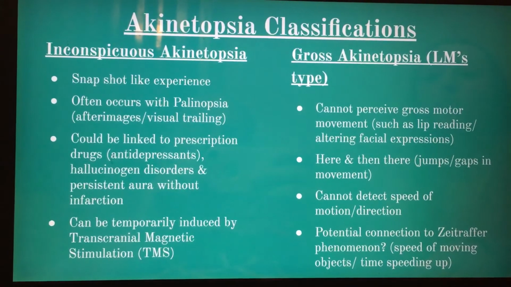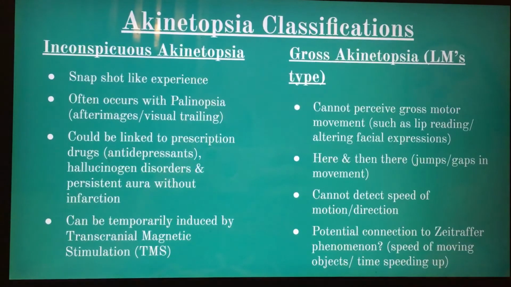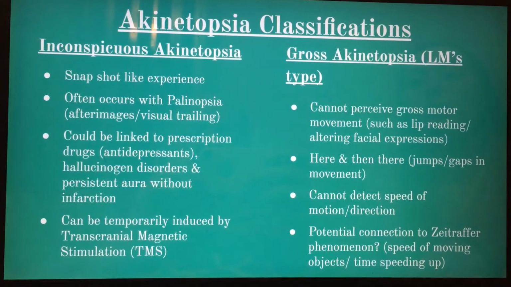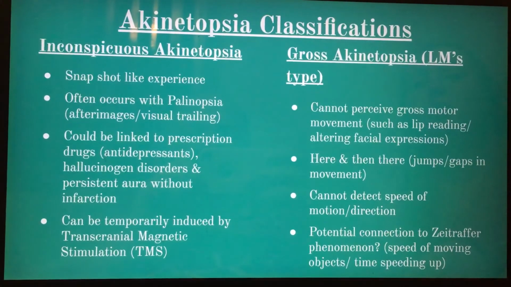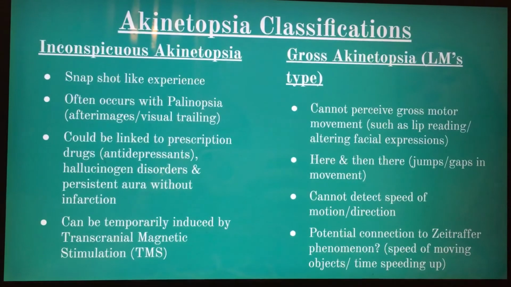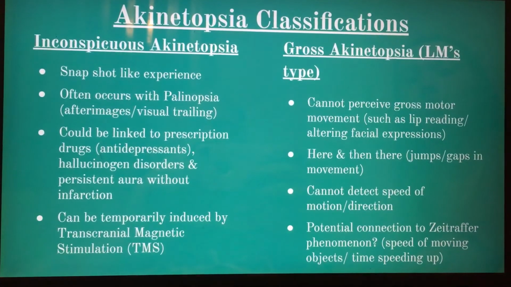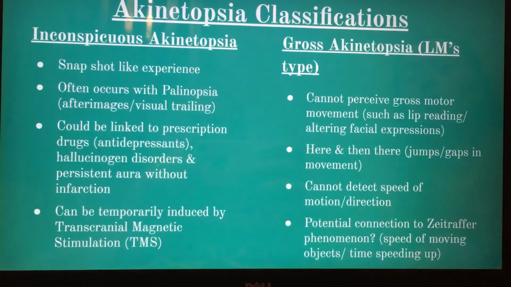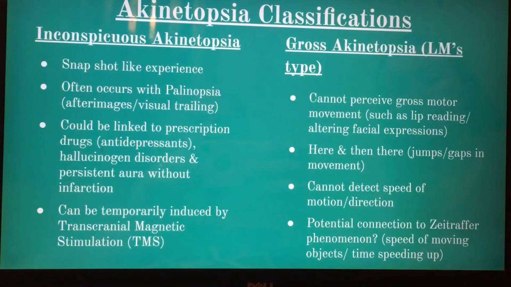On the other hand, gross akinetopsia is a type that patient LM experienced. I'll be talking about her in the next slide. Gross akinetopsia patients cannot perceive gross motor movements such as lip reading or altering facial expressions. They report here-and-there experiences and jumps and gaps in movement, and they cannot detect speed of motion or direction. Current research suggests that there is a potential connection to Zeitraffer phenomenon, which is the speed of moving objects or time speeding up.